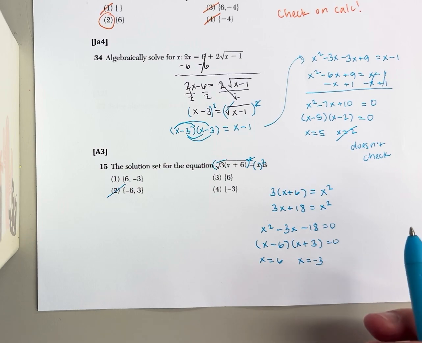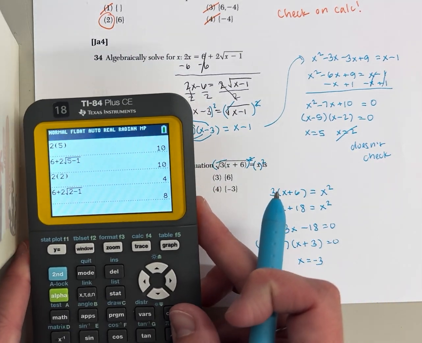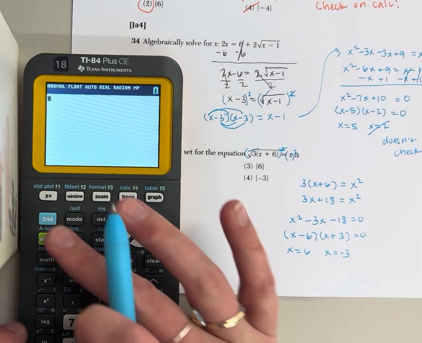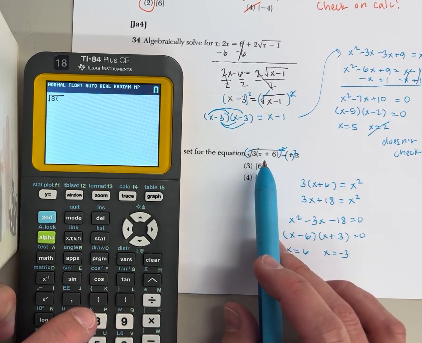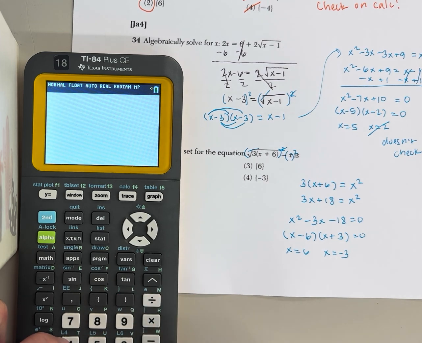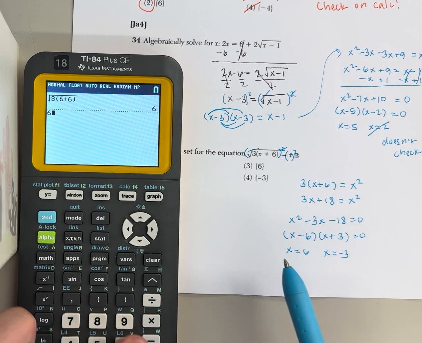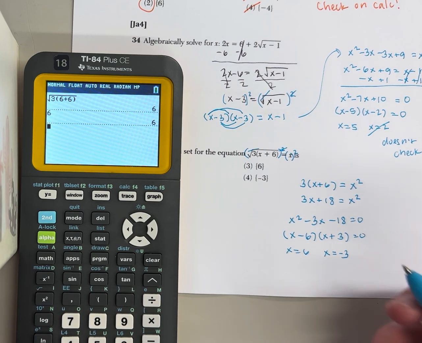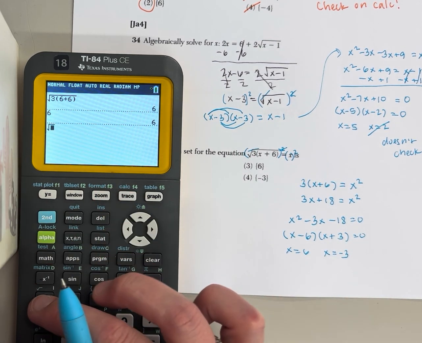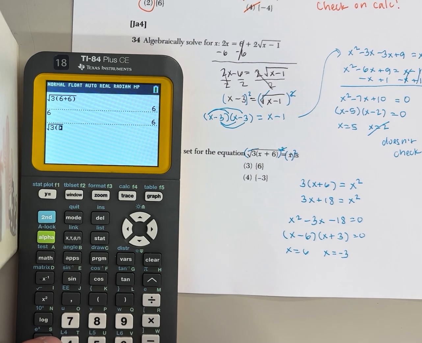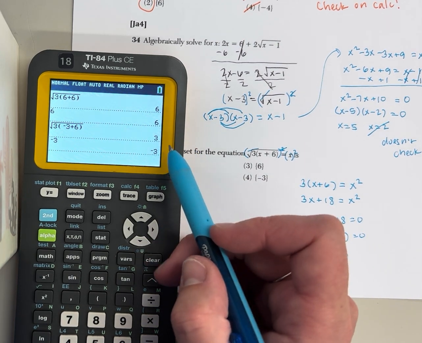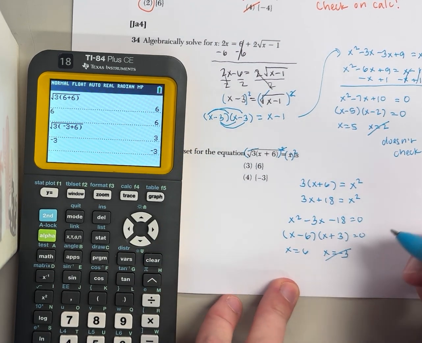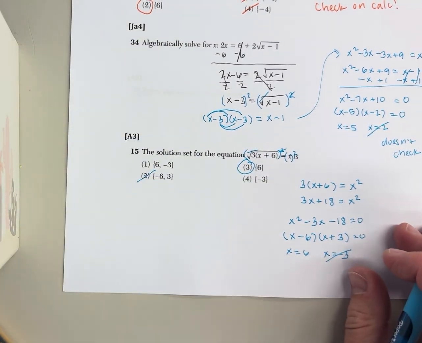Now I have to figure out which one checks. So I go back to my calculator. I'm going to check 6 first. So I'm just going to go back to the original, parentheses, 6 plus 6. And the right side is just x, which is just 6. So 6 and 6, they are equal to each other. 6 works. Now let's check negative 3. Negative 3 plus 6 gives me 3. The other side is just x, but x was negative 3. These are not the same, so negative 3 is out, 6 is in, so option 3.